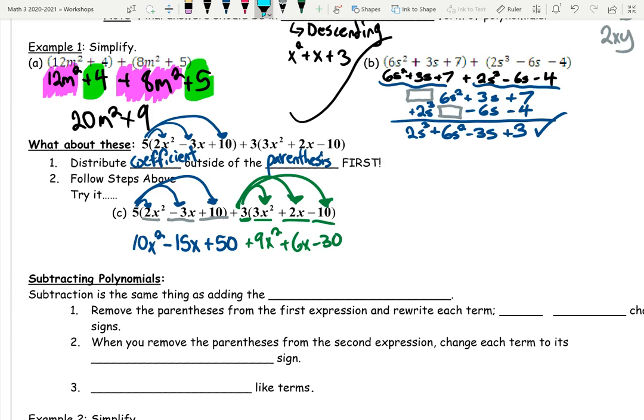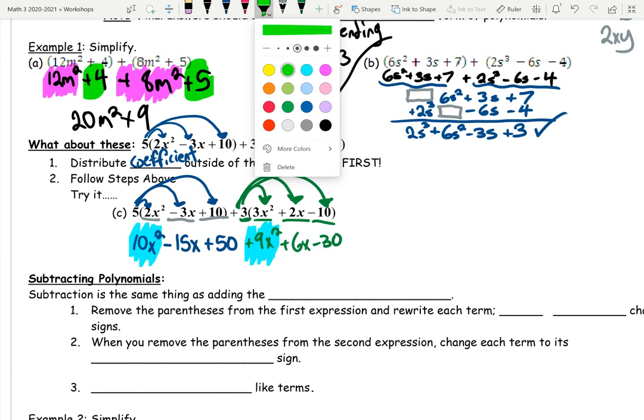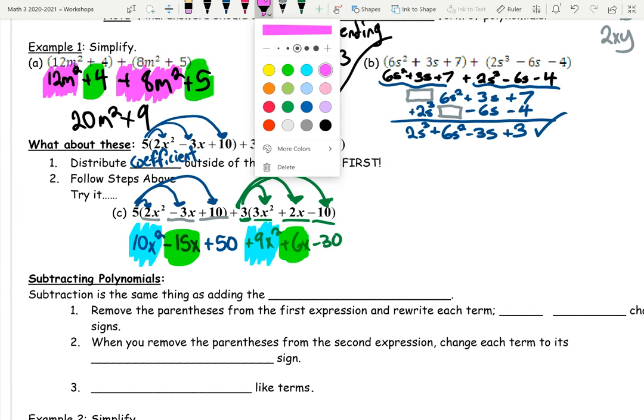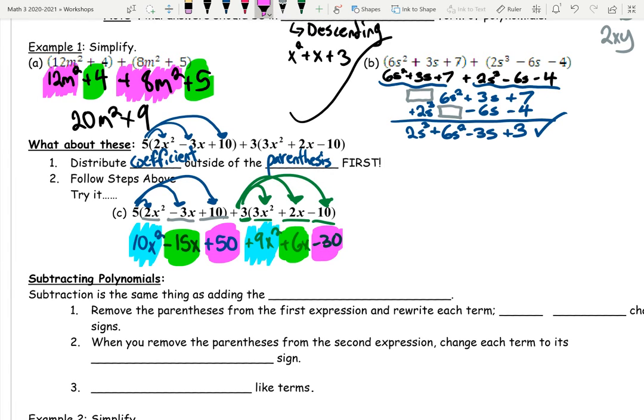Now step 2, we have to combine like terms. I'm going to be looking for the terms that have the same variable and power. Negative 15x, positive 6x, and likewise positive 50 and negative 30. By combining those, I get 9x squared. Negative 15 and 6 makes negative 9x. And then it's going to result in positive 20.